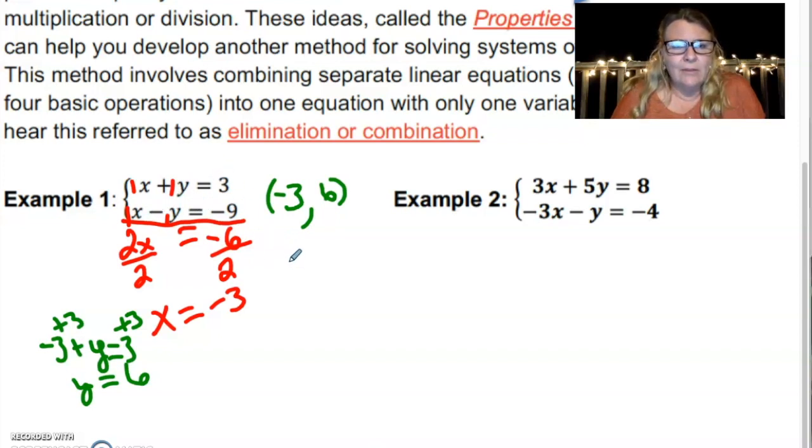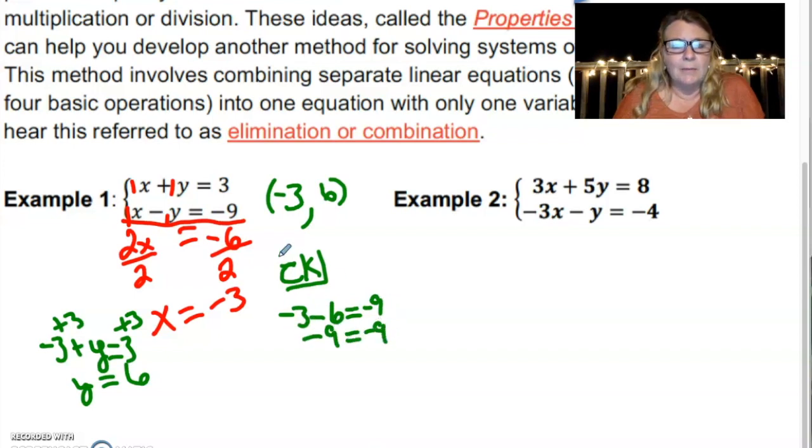So we would have a negative 3. So this is my check. We're trying to make sure my answer is truly right. We plugged it in this one, so we're going to plug in this value right here. So we'd have negative 3 minus 6 should equal negative 9. Is that true? Yes, that's negative 9 equals negative 9.